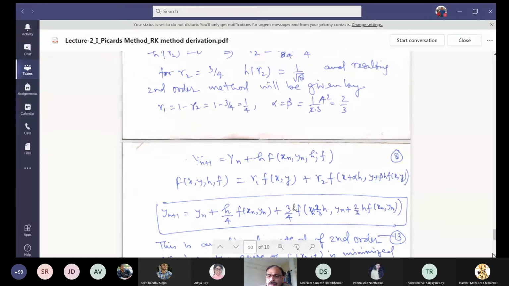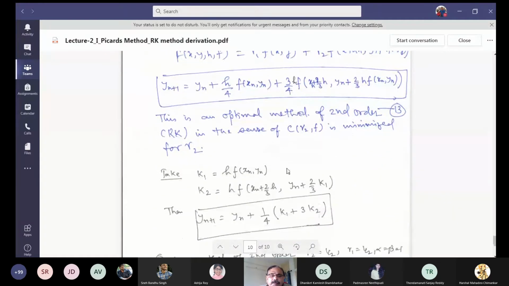Now this can be written in terms of the standard one, that we take k1 as h into f of xn yn, k2 as h into f of xn plus 2 by 3 h, yn plus 2 by 3 k1, then yn plus 1 can be written as yn plus 1 by 4 into k1 plus 3 into k2. In other words, the standard form you will normally find in the book for the RK method is yn plus 1 equal to yn plus w1 k1 plus w2 k2. W1 is here 1 by 4, W2 is 3 by 4, and then K1 and K2 are defined here. Is that clear? Yes, sir.